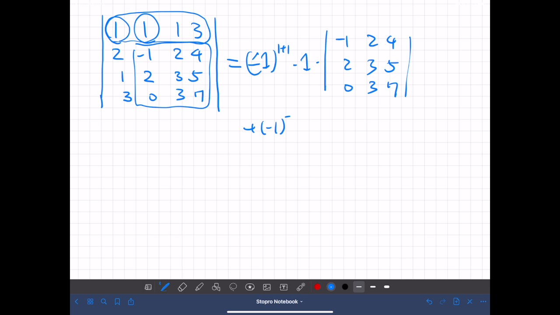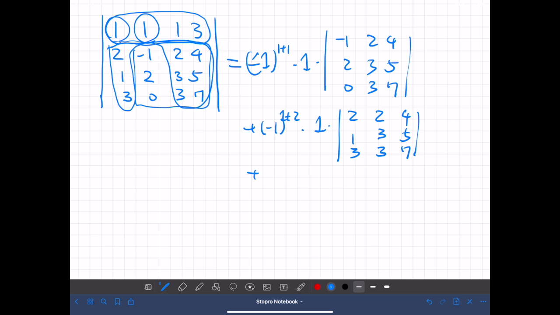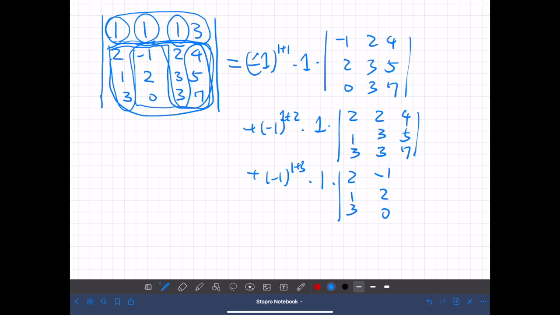Plus negative 1, this one. So that will be 1 plus 2, and the element is 1, and then the remaining matrix is this part. So that will be 2, 1, 3, 2, 3, 3, 4, 5, 7. And the next one is this one: 1 plus 3, the element is 1, and the remaining matrix is this one. So that's 2, 1, 3, negative 1, 2, 0, 4, 5, 7.